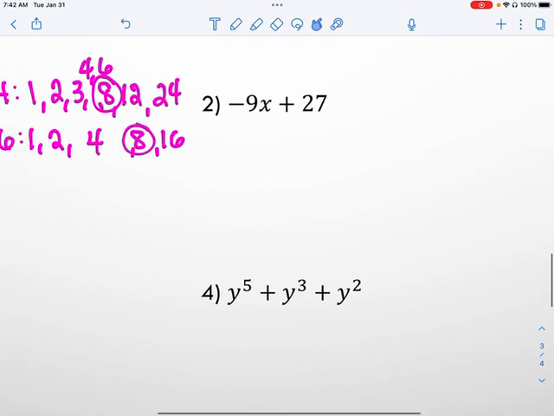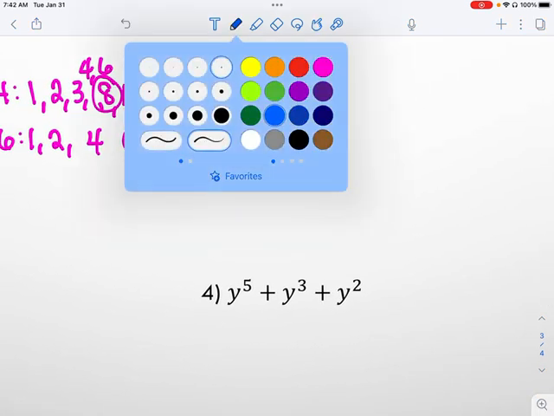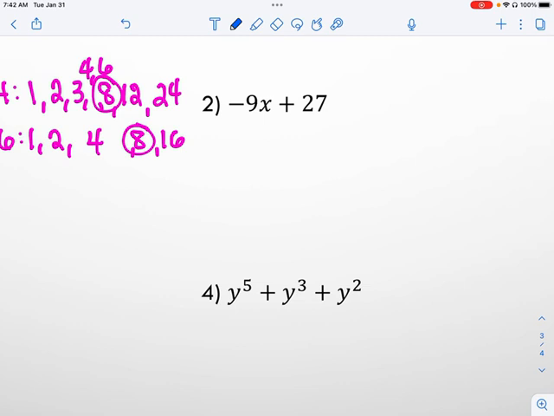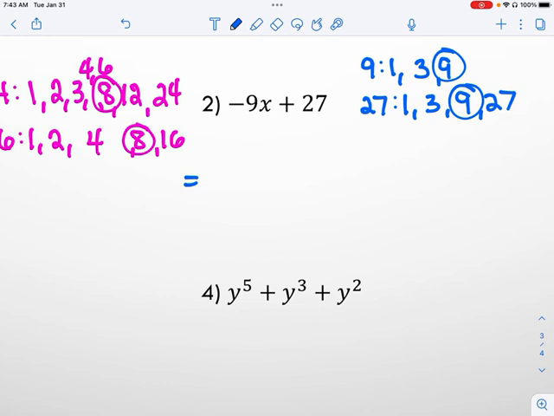Okay, let's take a look at number 2. On number 2, the first thing I look at is, what numbers go into 9 and 27? Well, 9 has 1 and 9, and 3 and 3. 27 has 1 and 27, and 3 and 9. So what is the largest one they share? It would be a 9. So I'm taking out a 9 from both of them.